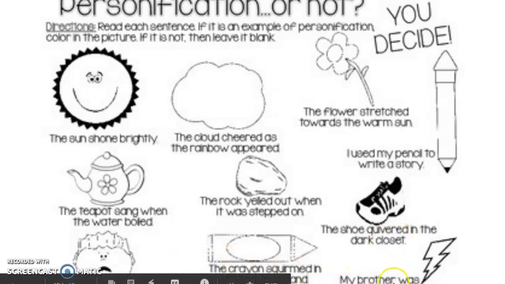My brother was afraid of the lightning. No personification there. Just the brother, he's a person and he's afraid. So that's just a normal statement. The crayon squirmed in the toddler's hand. The boy was scared. No, that's not personification. We're just talking about a boy who's being scared. That's just talking about a person. But the crayon squirmed, yes, that's personification because the crayon is taking on a human quality.